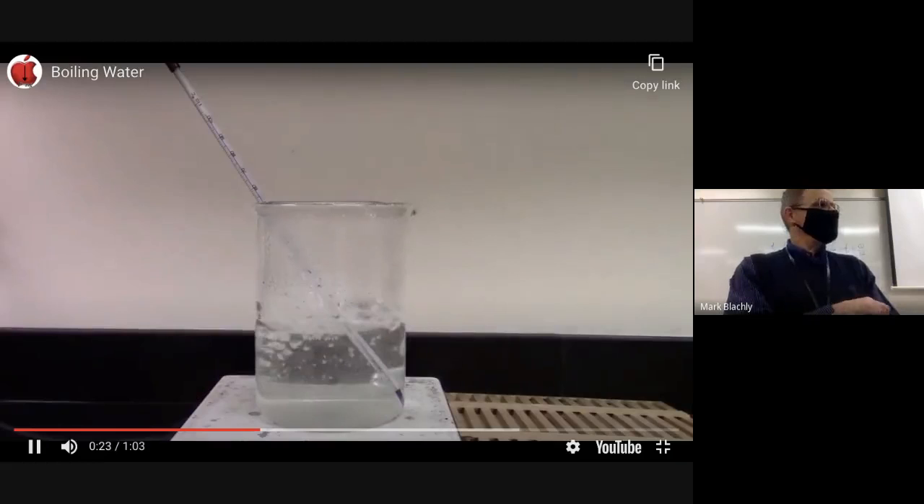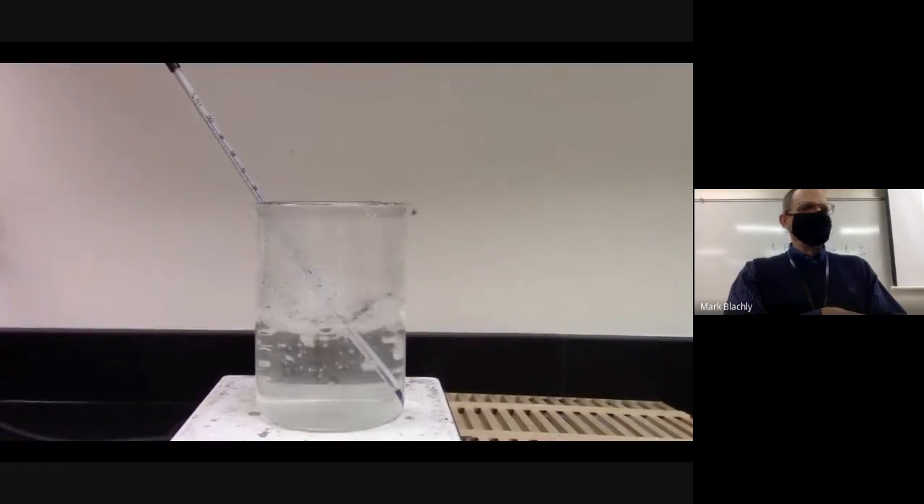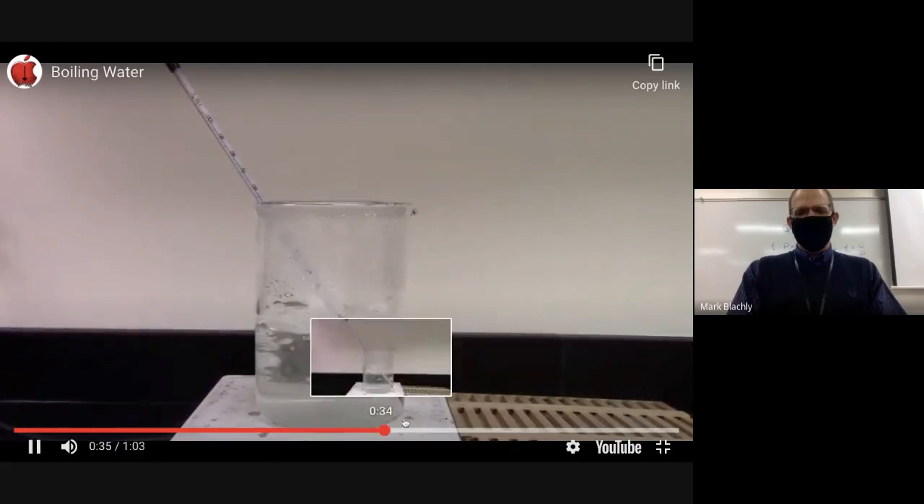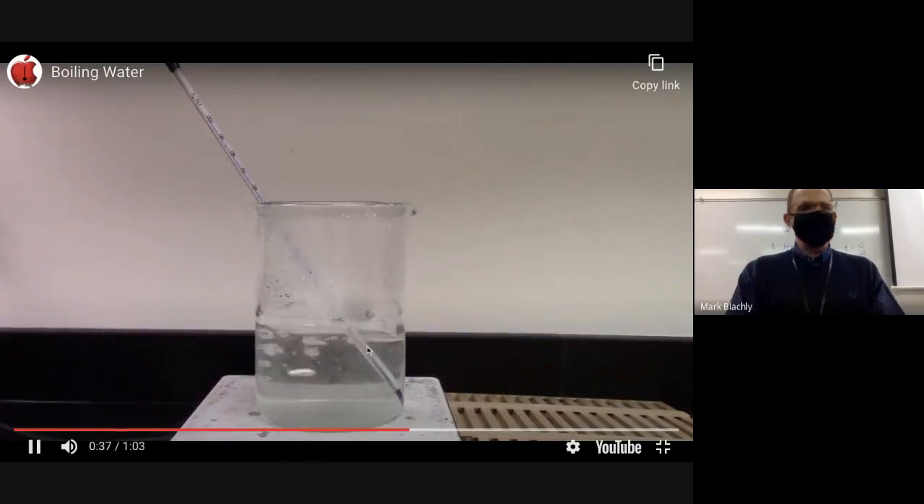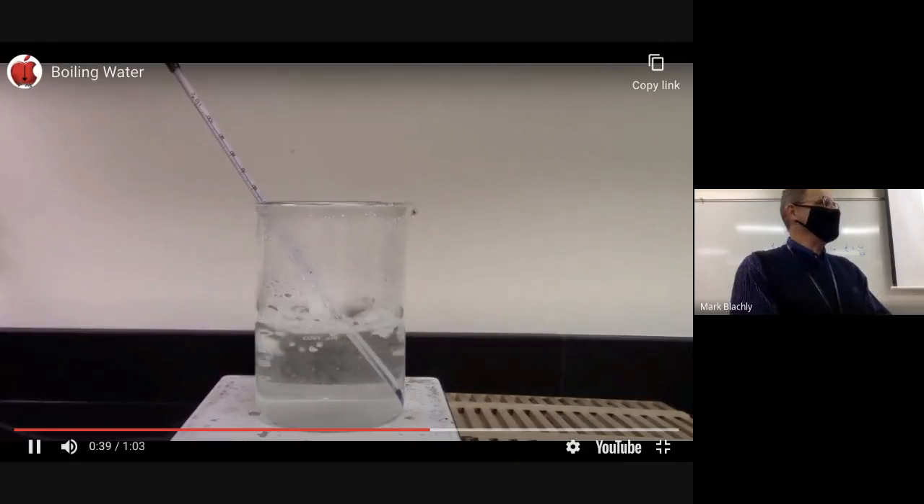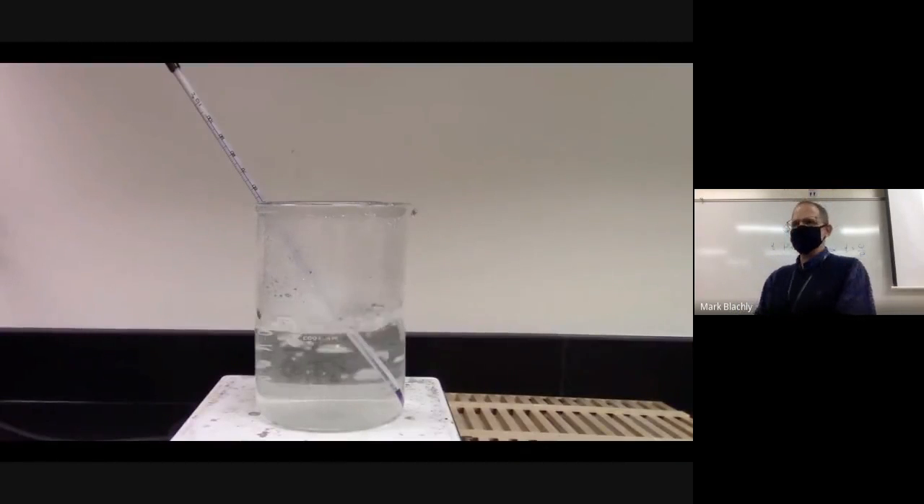And over the next 5 minutes, it continues to boil. But the temperature doesn't change. Where's the energy going? If the hot plate is hot and adding energy to the water, and the temperature is not getting any higher, where is the energy going?